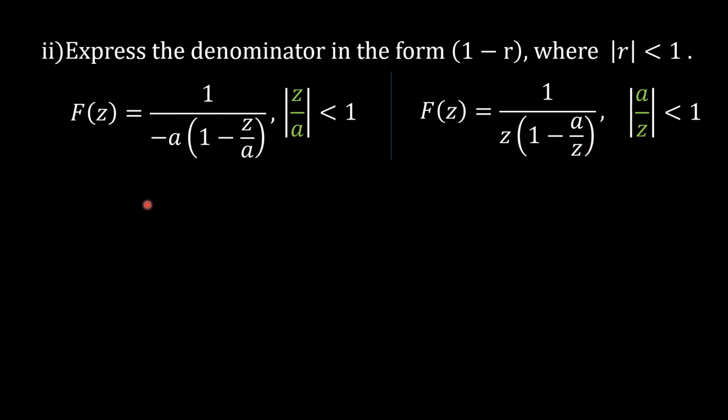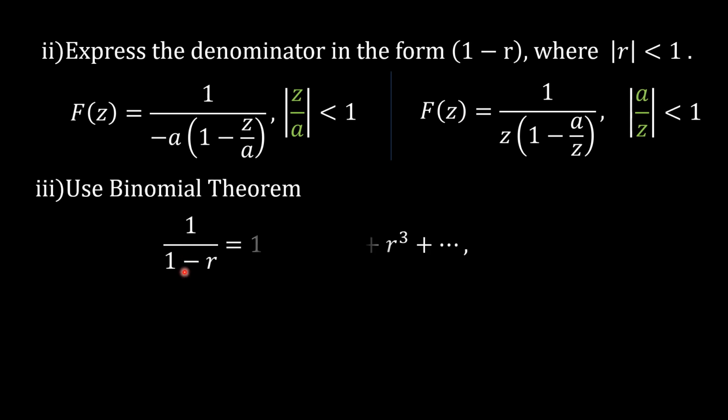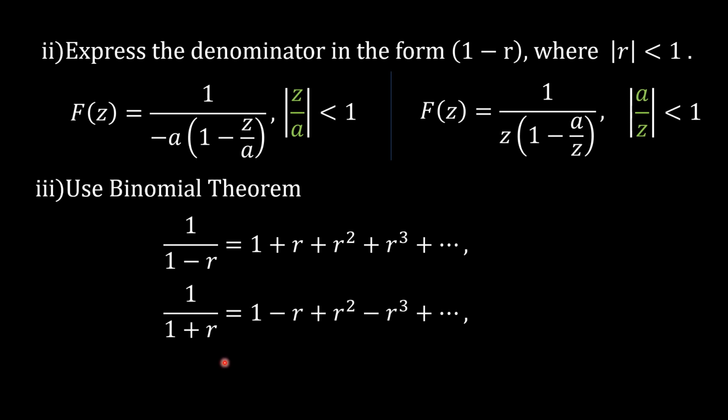Now in the third step, we are going to apply the binomial theorem to this F of z when we express it in the form 1 minus r. In that we are going to use the formulae for 1 upon 1 minus r, which is given by 1 plus r plus r square plus r cube plus so on, and 1 upon 1 plus r, which is given by 1 minus r plus r square minus r cube plus so on.